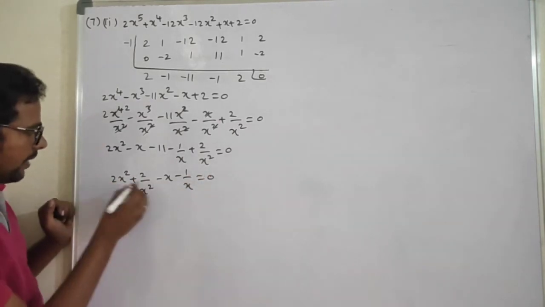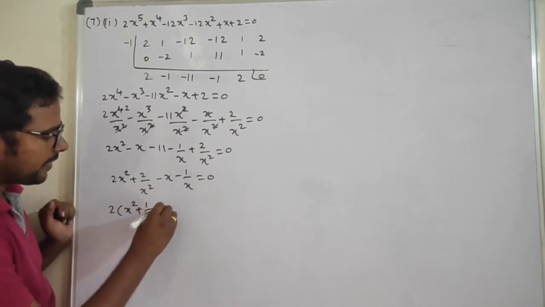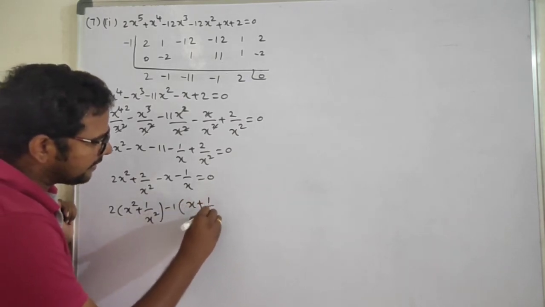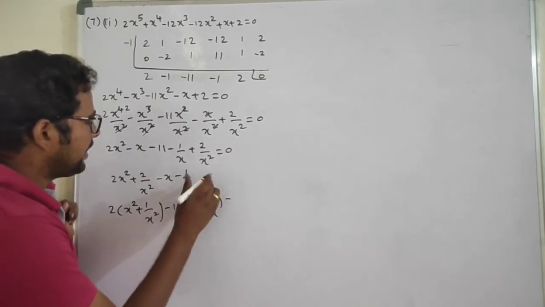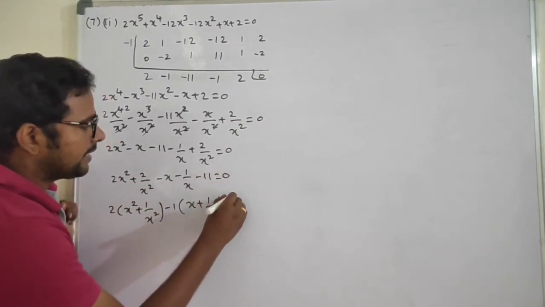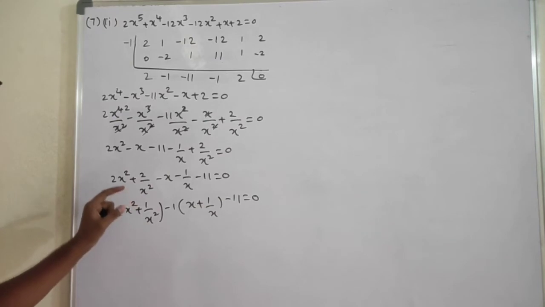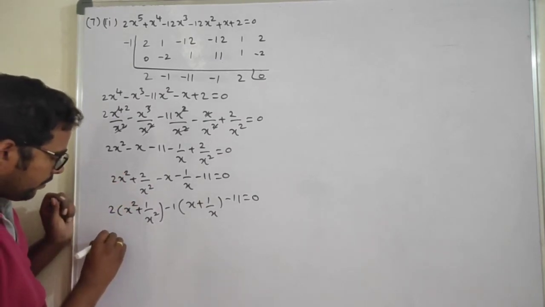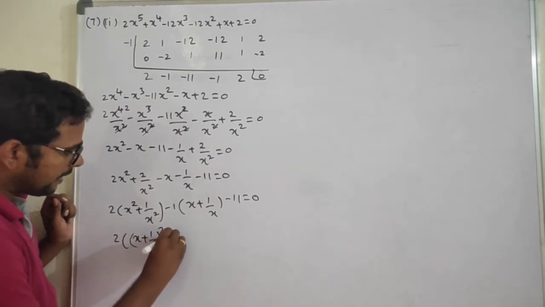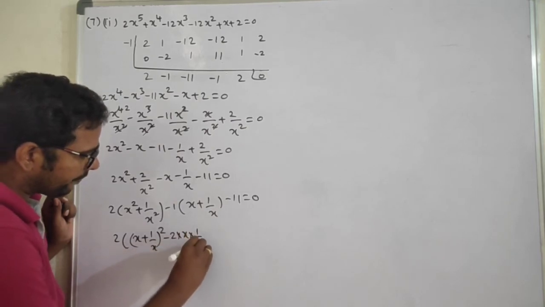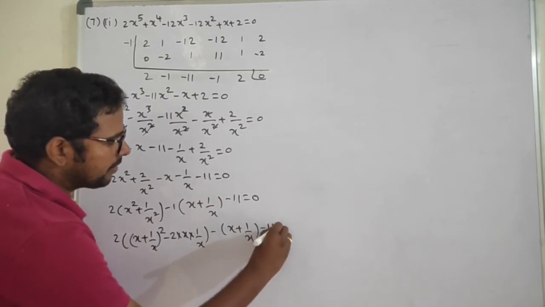So what is common? 2 is common: x square plus 1 by x square. Take out minus 1 common: x plus 1 by x. What is the constant? Minus 11, right? Minus 11 equals 0. Now we can write it in the form of a square plus b square formula: a plus b whole square minus 2ab. So 2 into x plus 1 by x whole square minus 2ab, minus 2 into x into 1 by x, minus of x plus 1 by x, minus 11 equals 0.